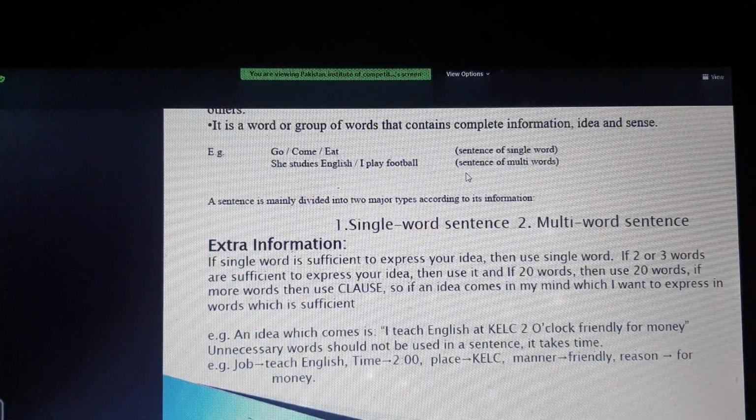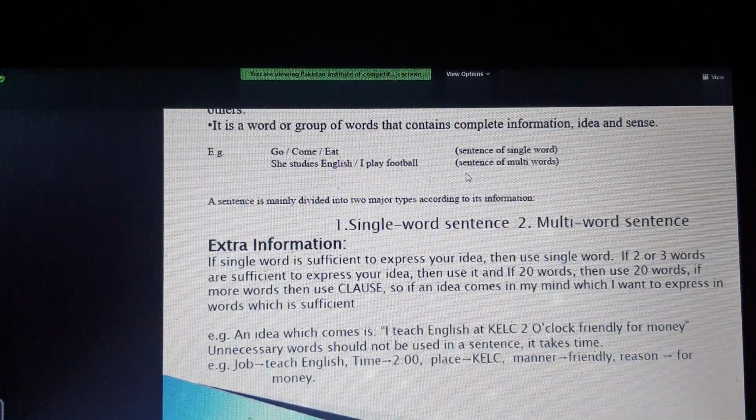If a single word is sufficient to express the idea, then use a single word. If two or three words are sufficient to express your idea, then use them. And if 20 words, then use 20 words. If more than that, then use a clause. So if an idea comes in my mind, I use the words which are sufficient.